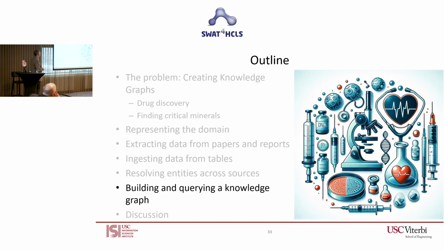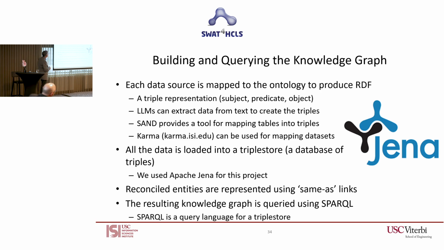Then we have to actually turn this into a knowledge graph. So what do we do here? Essentially I've described how each of these sources is mapped to the ontology. As you're all familiar with, we can use a triple representation to represent all the data. The LLMs extract the data into a JSON representation, and then we have a simple script, a feature that's part of SAND, that takes in JSON and automatically converts it into triples.